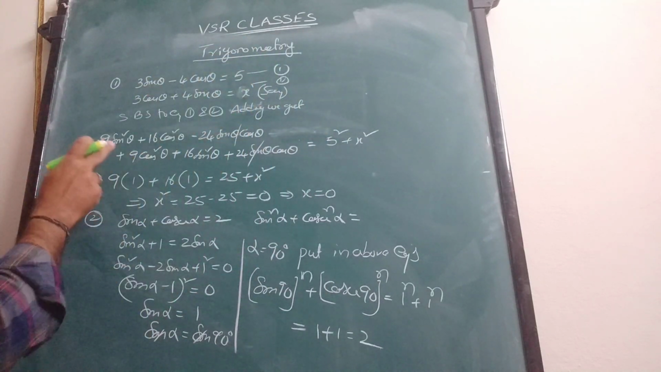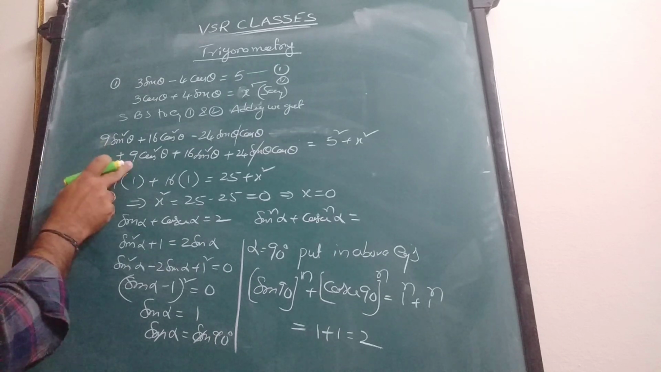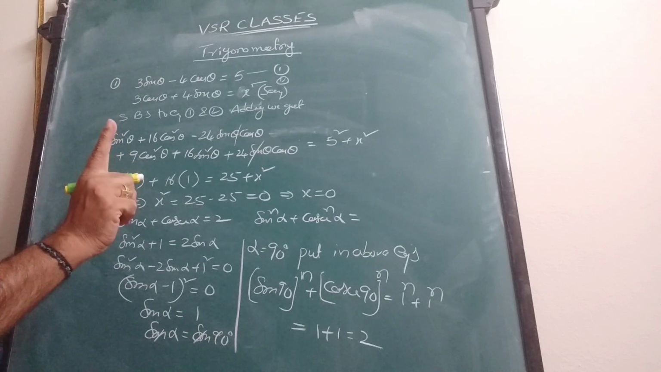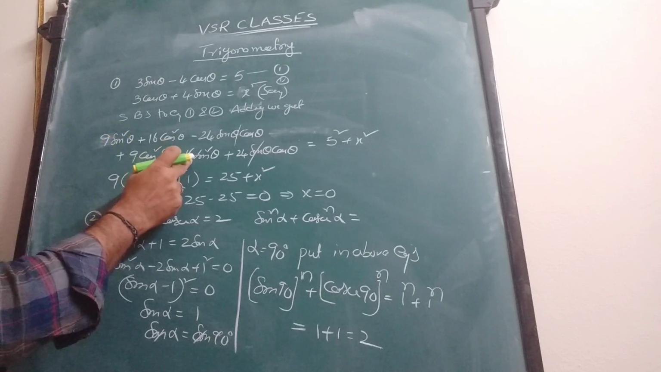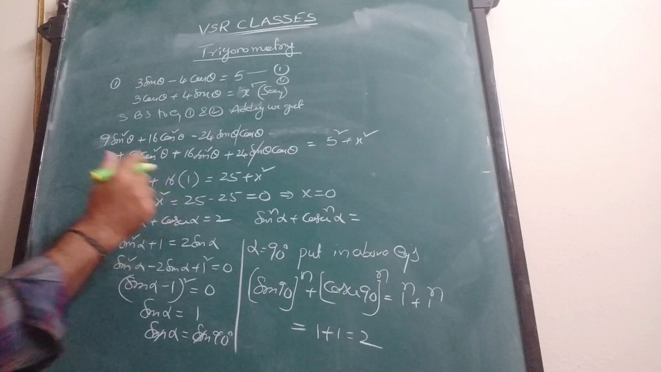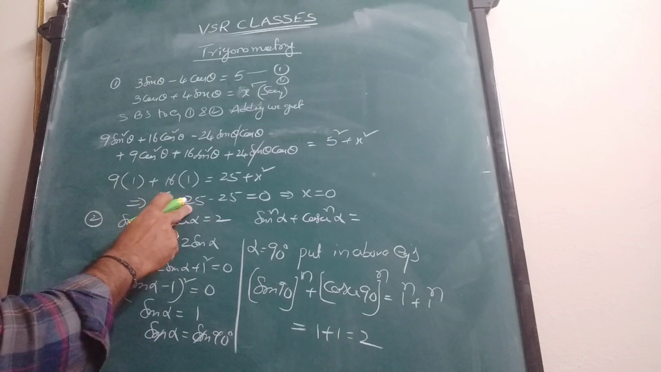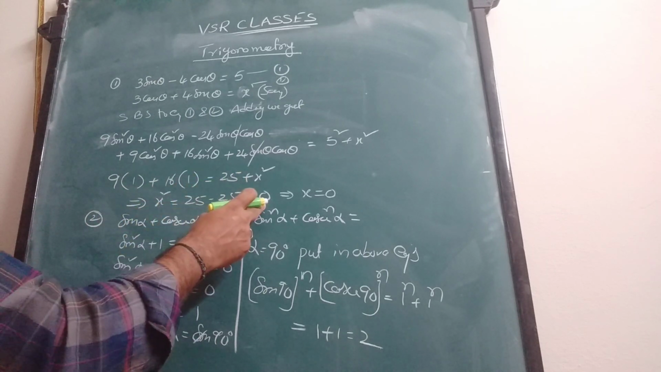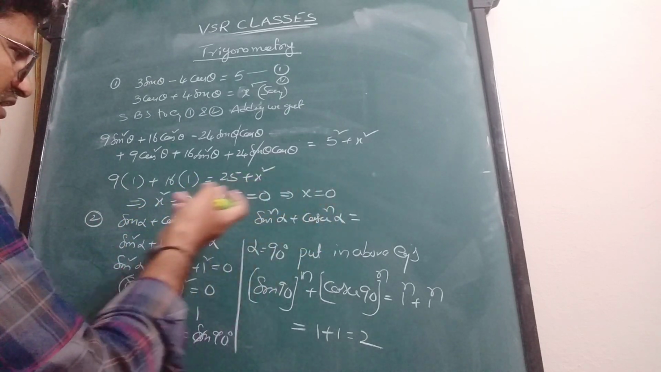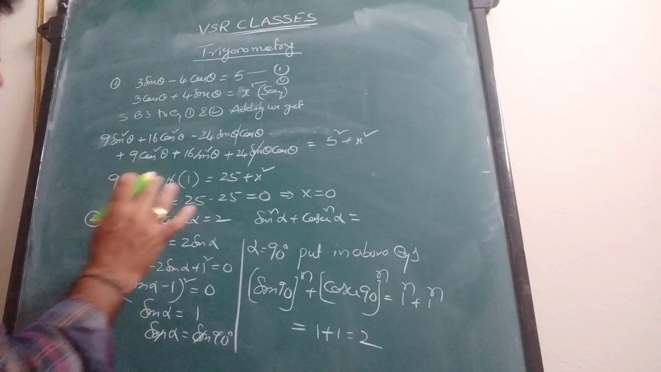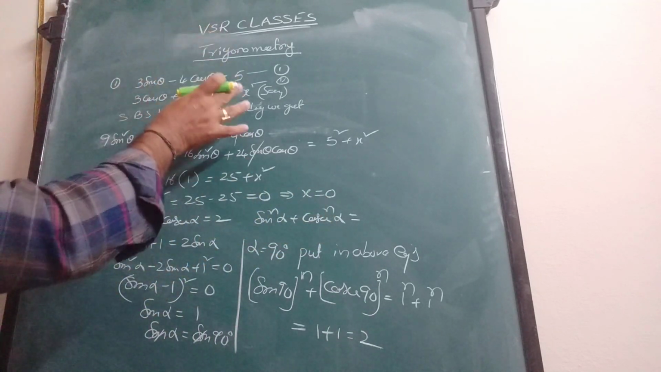So here I took 9 common, sin square theta plus cos square theta is 1. Here 16 common, sin square theta plus cos square theta is 1. So 9 plus 16 is 25, and 25 equals 25 plus x square, so x square equals 25 minus 25, that goes to 0. That implies x is equal to root 0, which is nothing but 0. Now we got the x value as 0 for this solution.